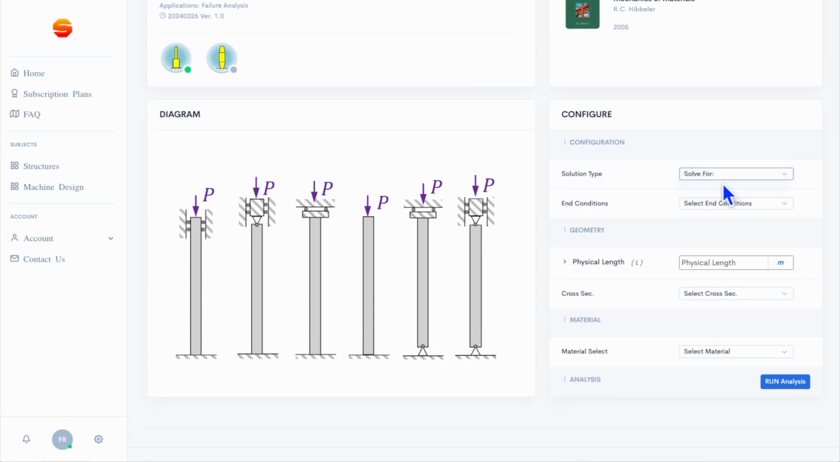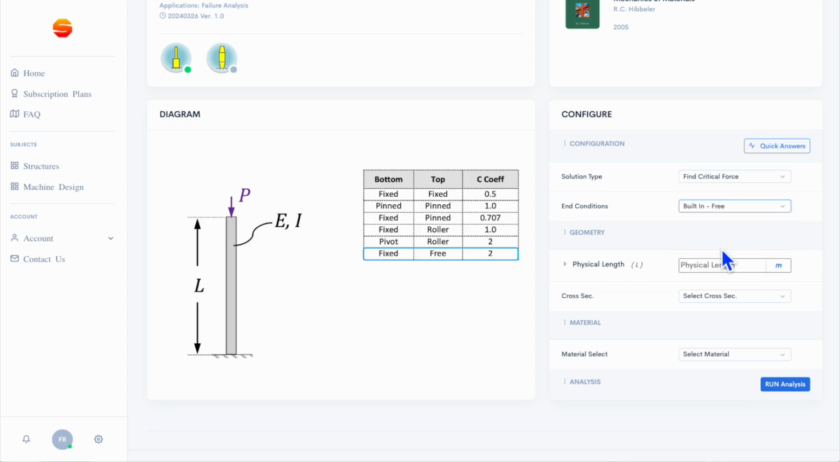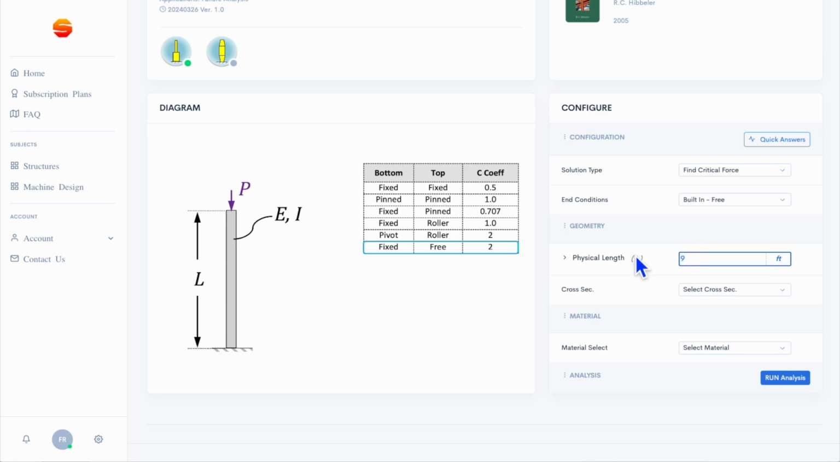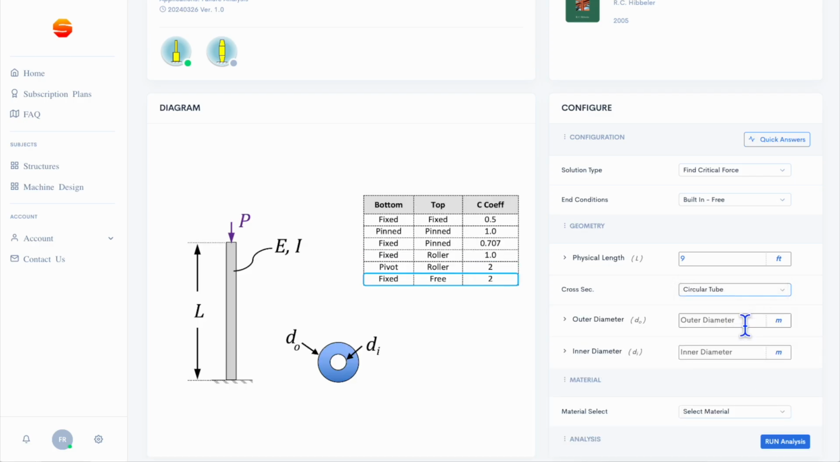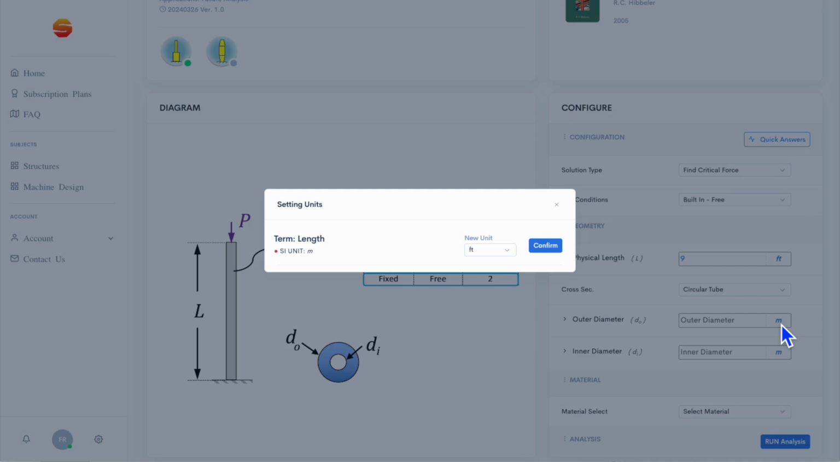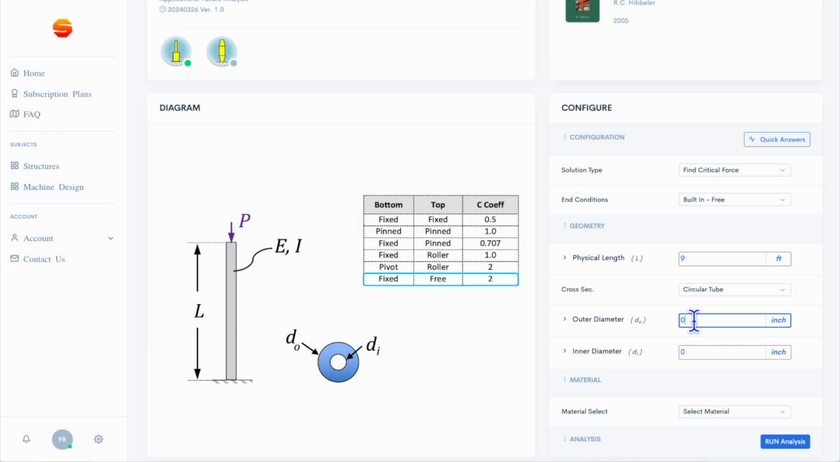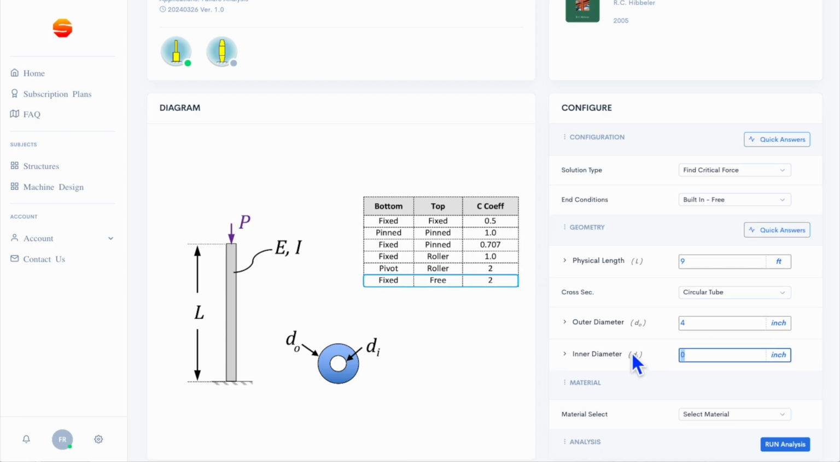We're going to find the critical force for a member that is fixed free. The length of it that is specified is in feet, and it's 9 feet, and the cross-sectional area is going to be a circular tube with a 4-inch OD. And we're going to change that to inches, and at the same time we're going to change that to inches. 4-inch OD, and it calls for a wall thickness of 1/8, but we're just going to say ID is 3.75.